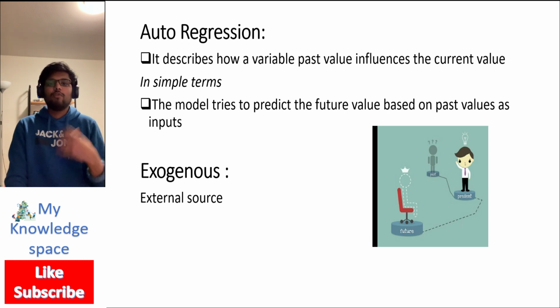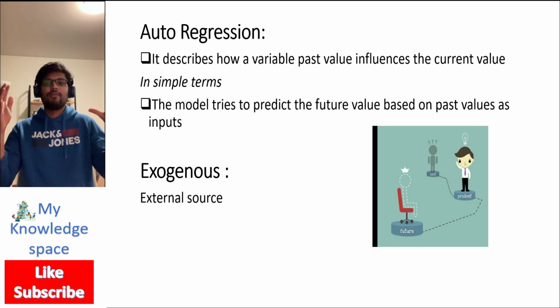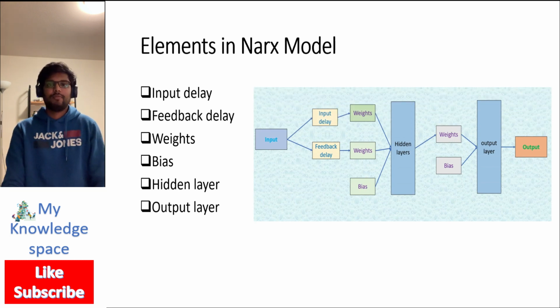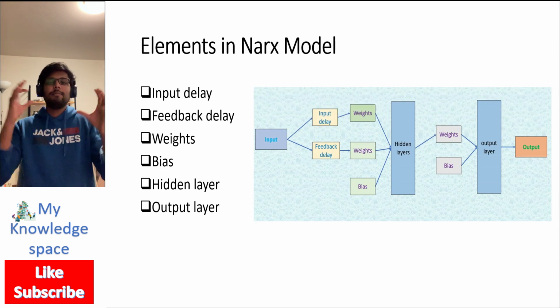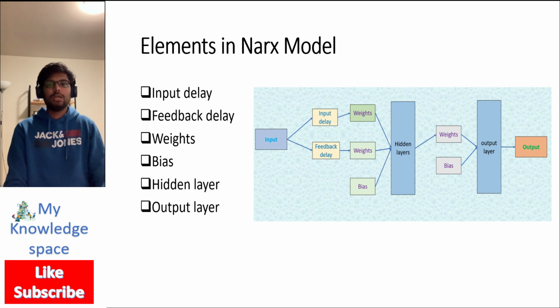Once we know the definition of the NARX neural network, let's get into its basic structure and what each element in the structure means. If we see here, this is the basic structure of the NARX neural network and these are the various elements present in it. The elements are input delays, feedback delays, weights, bias, hidden layers and output layer. Let's break down each element and see what it does in the structure.